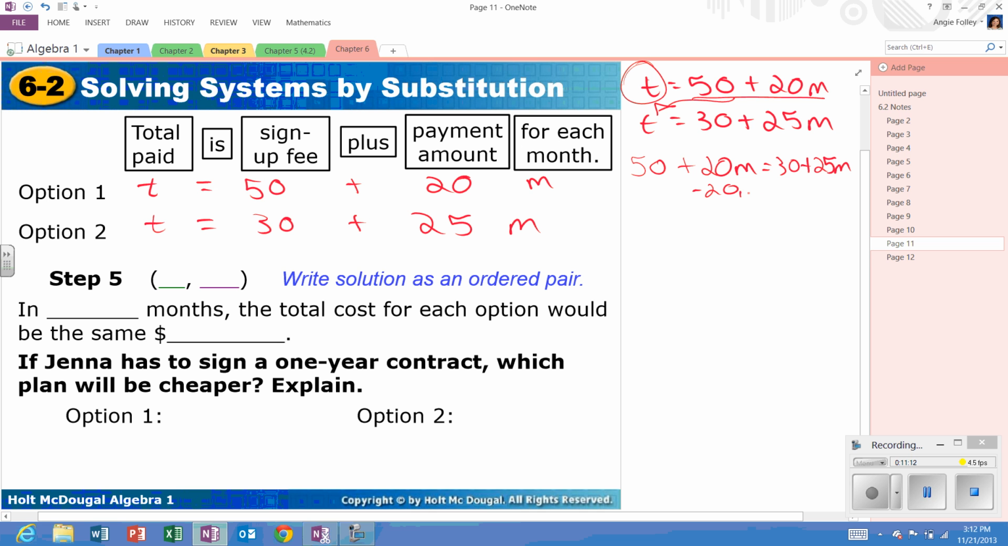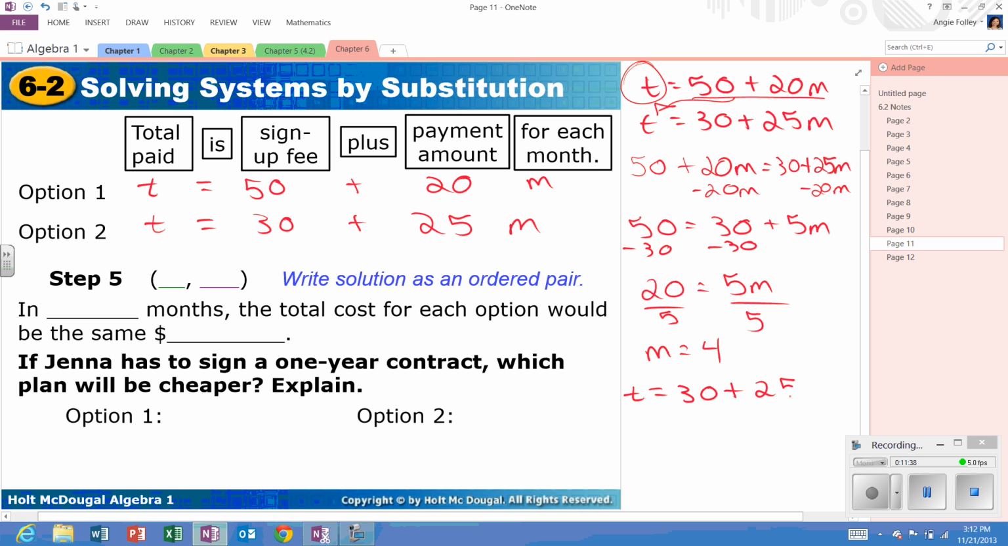I'm going to move this 20M over so that I get 50 equals 30 plus 5M. Now I'm going to move this 30 over and get 20 equals 5M. I'm going to divide by 5 and M is equal to 4. Okay, now I can plug this 4 into either equation. I'm going to use the second equation, T equals 30 plus 25M, and I'm going to plug 4 in for M. So I get 30 plus 100, so T is equal to 130.